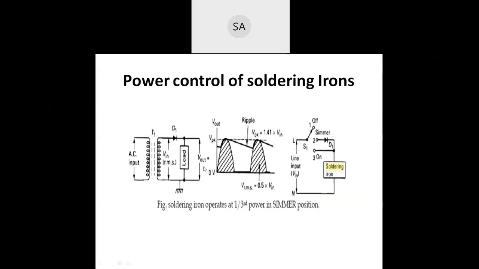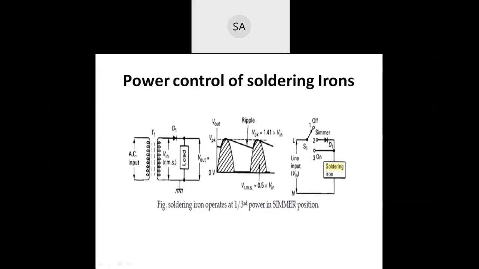section. At the output we have some rectified output which has some ripples, that is 1.41 into Vn, the peak voltage. This rectified output is applied to the soldering iron to operate it. This is the output voltage we are applying to operate the soldering iron.